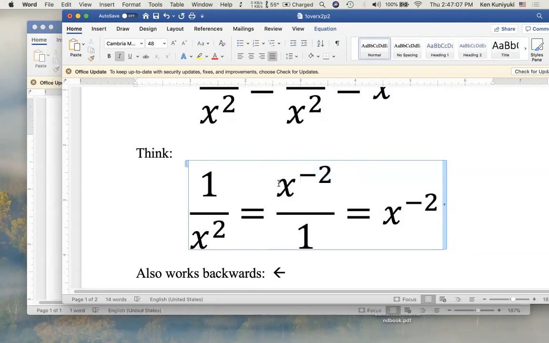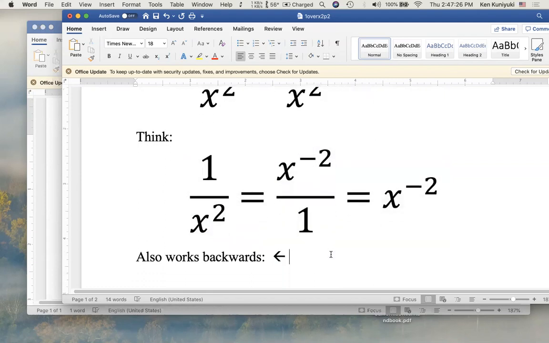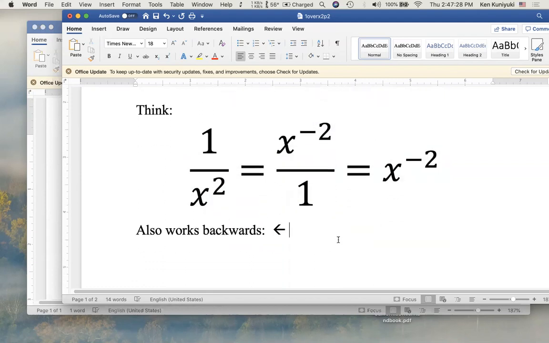It also works backwards. If you have x to the negative 2 up on top, you can move that as a factor on the bottom, in fact, as the bottom, as x to the positive 2, flipping the sign on the exponent. So it also works backwards. It's assumed that x is not 0 here. But that's not hidden.